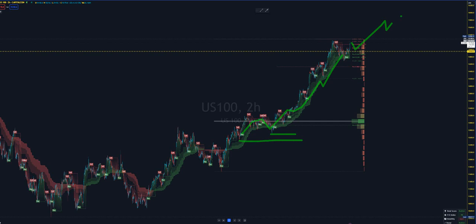My prediction is Nasdaq will rise much higher, to around 70,000 before we go to 25,000 next. And currently it seems that the fear against the Fed is vanishing.